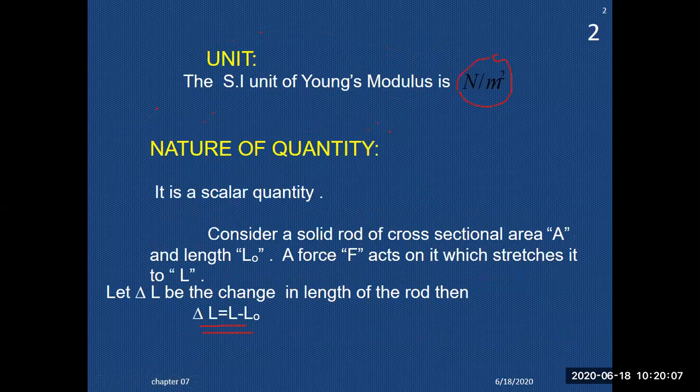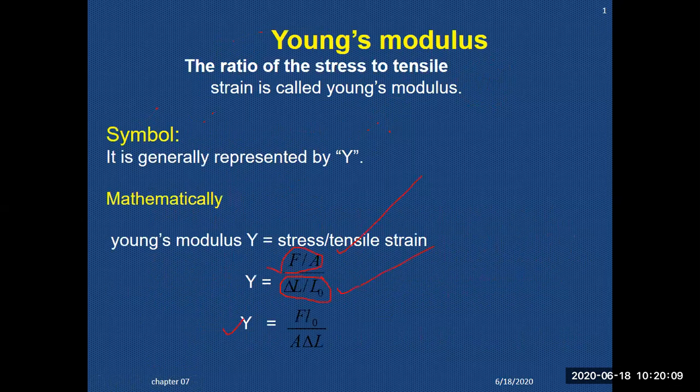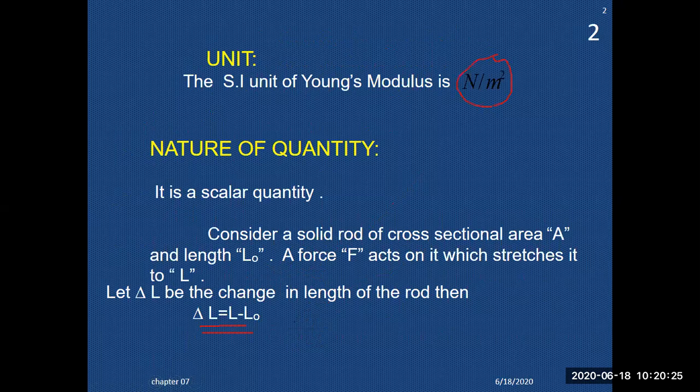So this was the concept of Young's modulus. It is the ratio of stress to tensile strain. It is represented by Y. Mathematically, it is written as stress divided by strain. The formula for stress is F over A. Strain is del L over L naught. If you simplify, you get this formula for Young's modulus. Then the unit of Young's modulus is Newton per meter square.